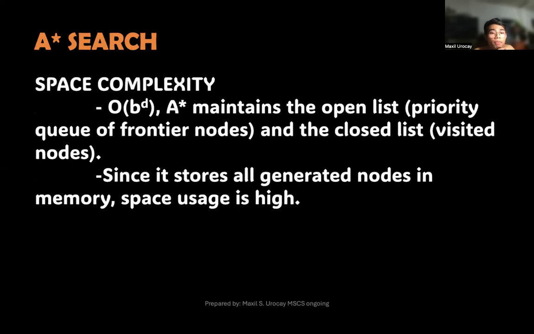For the space complexity, it is O of B to the power of D, whereas A-star maintains the open list, a priority queue of frontier nodes, and a closed list of visited nodes. Since it stores all generated nodes in memory, space usage is high. So that's how it works for the A-star search.